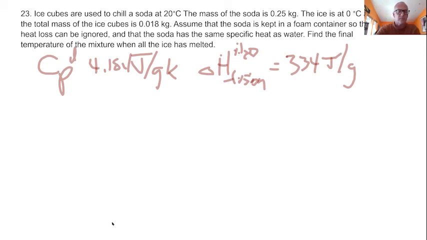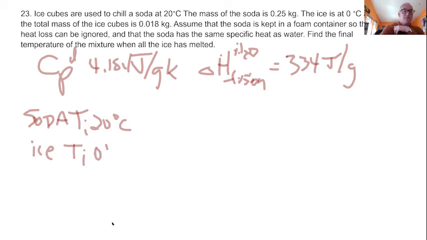So there's 2 things going on here. You have a soda at 20 degrees. So that's its initial temperature, 20 degrees. You have ice, and its initial temperature is 0. And the question is, when all the ice melts, what's going to be the temperature of the soda and ice mixture? Okay? So what's the first thing we need to think about?